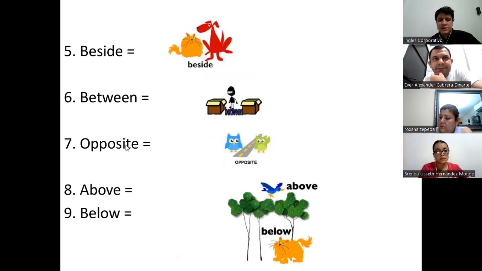It's almost the same as in Spanish, right? We have above. You see above. And we have below. This is below, right? Above, below. Okay, we have this kind of vocabulary.